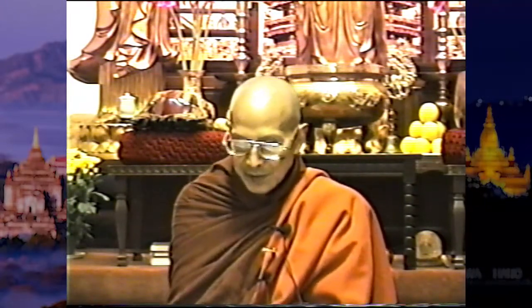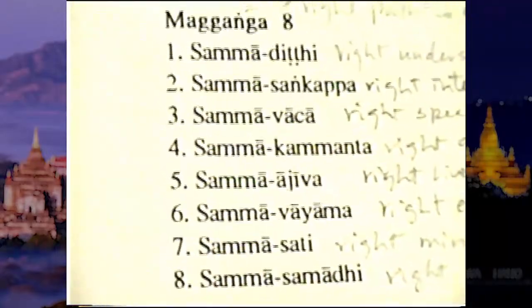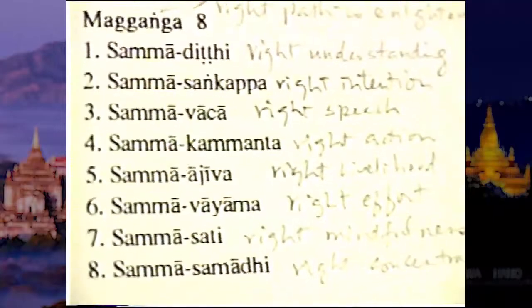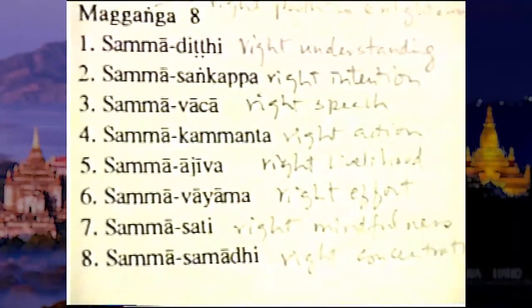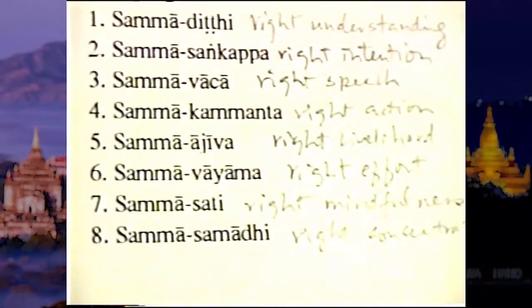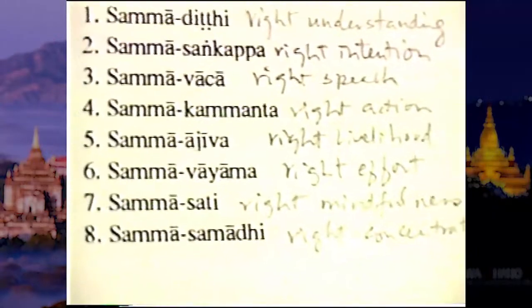Samma Vaca, right speech, that is abstention from 4 kinds of wrong speech. And Samma Kammanta, right action, abstention from 3 kinds of wrongdoing. And Samma Ajiva, right livelihood, abstention from 4 kinds of wrong speech and 3 kinds of wrongdoing, which are one's livelihood.